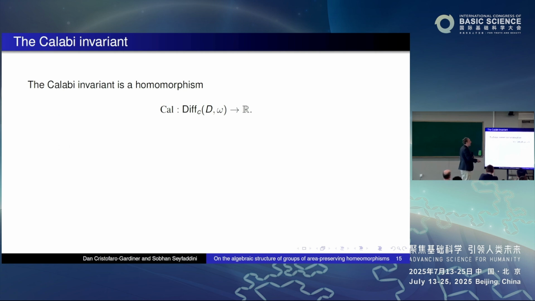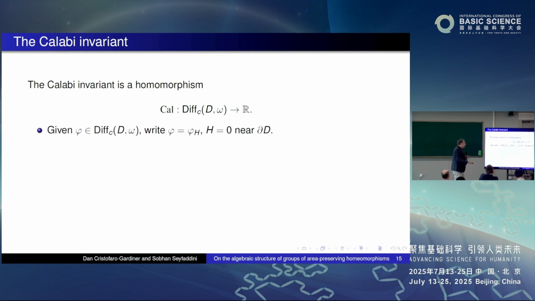So what is this Calabi homomorphism? Well, in some sense, it measures the average rotation of your diffeomorphism. So again, imagine D is a two-dimensional disk. We're looking at diffeomorphisms that are the identity near the boundary, area preserving. You can just imagine your area form is the standard one. And we want to define some kind of average rotation. Well, it turns out there's a very nice way to do this.